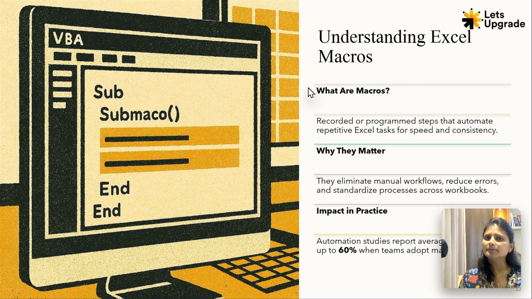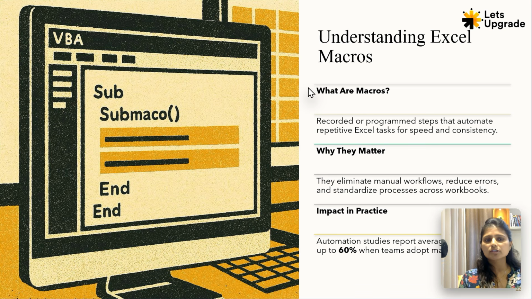The point is, why does that matter? I mean, what if I just do it manually every time? I can say I'll reduce a lot of my manual work because I'm just doing the same task again and again. When I'm doing something manually, there are high chances of me making a mistake. So it will help me to reduce my errors also. And then there will be a standardization in the process across your workbooks.